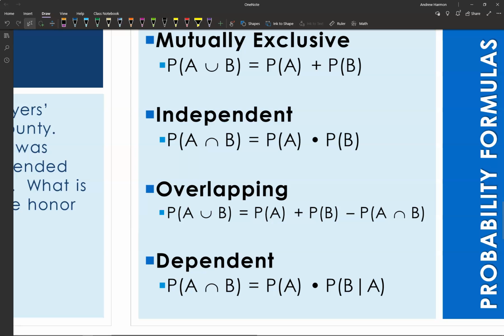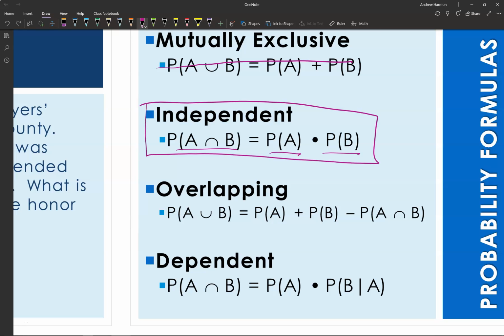Our first probability doesn't have an "and" in it, so we can't use it. Our next probability equation has the "and" and it has two single probabilities. So that is the formula we're using.